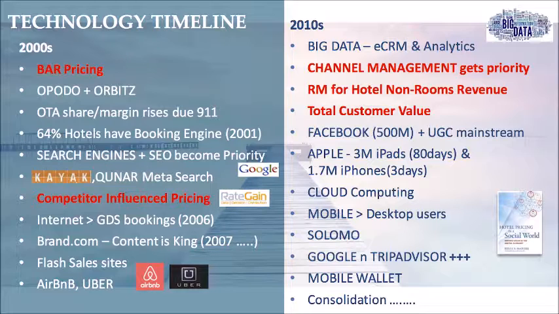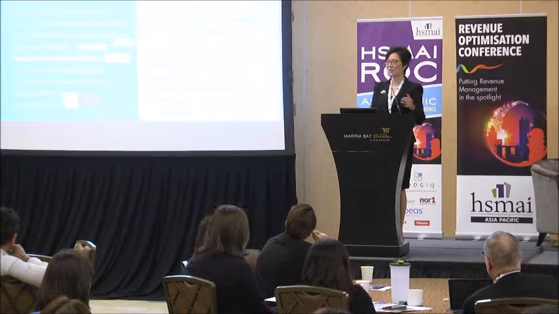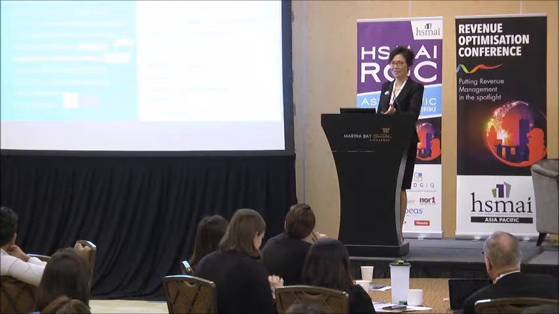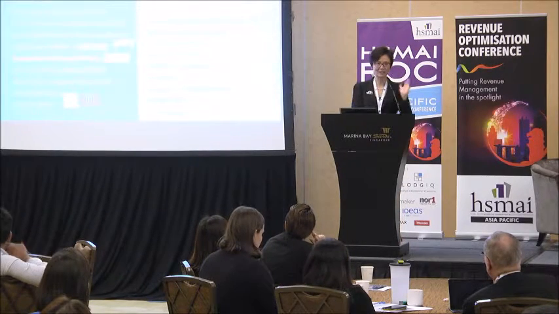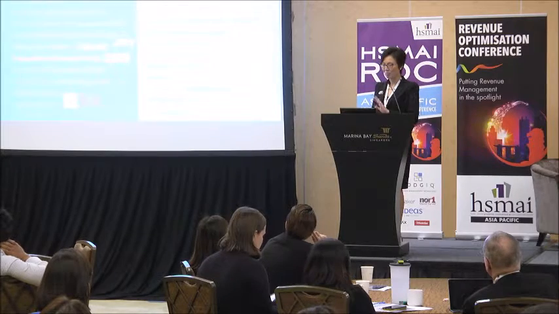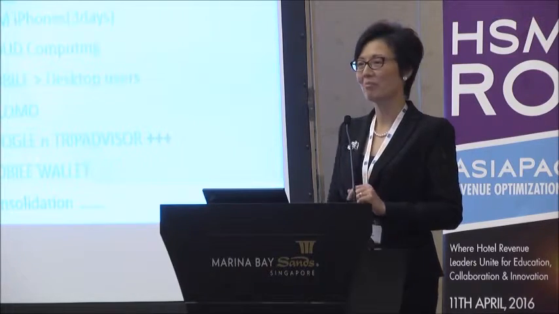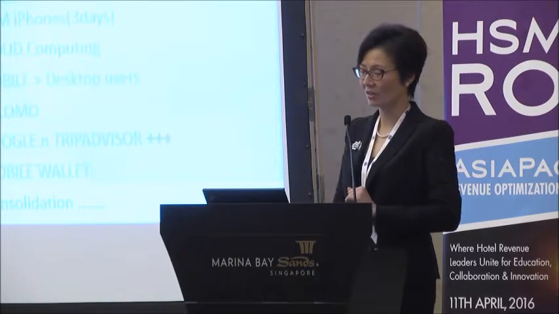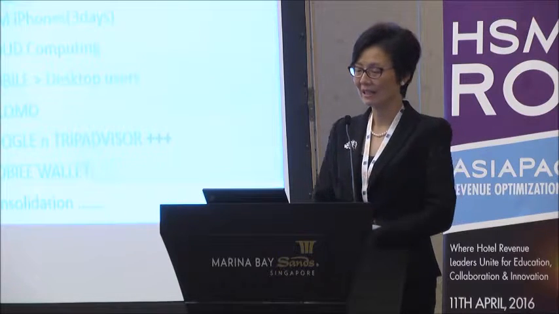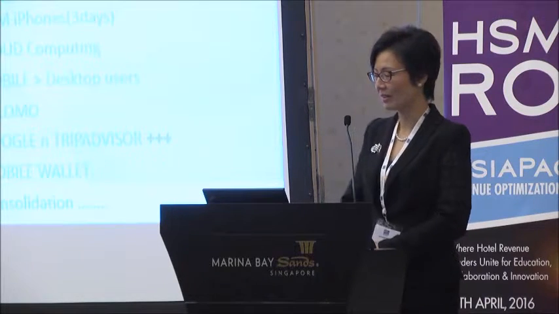So channel management and revenue management got a lot more priority, because prior to this, every channel was almost the same cost, so you were a little less concerned with the cost of a channel. You were just more concerned with what revenue you're getting in. But now that we have the OTAs with different margins, wholesalers with different margins, and so on, channel management and therefore net RevPAR became more of a priority.